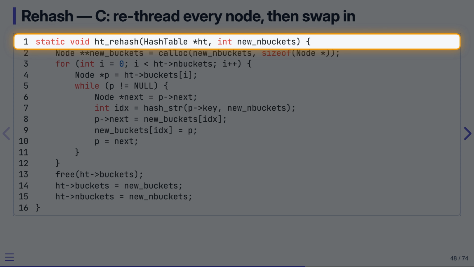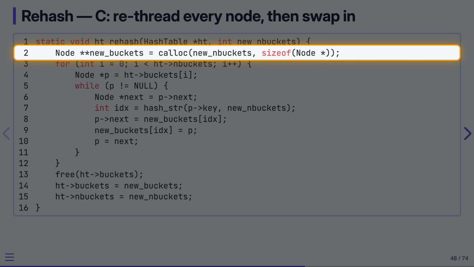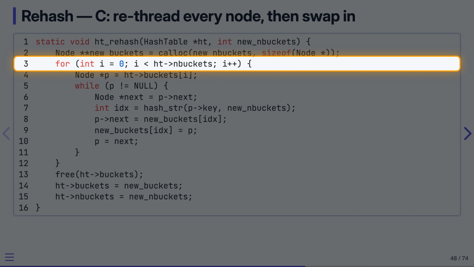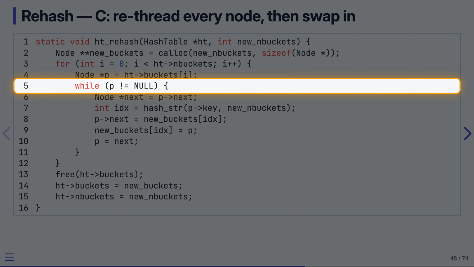Here is the rehash in C for the chaining version. It takes the table and the new, larger bucket count. First, we allocate a fresh bucket array with calloc, sized for the new count. Calloc also zeroes it, so every new bucket starts empty. Then we walk every old bucket, one by one. For each bucket, we follow its chain node by node.